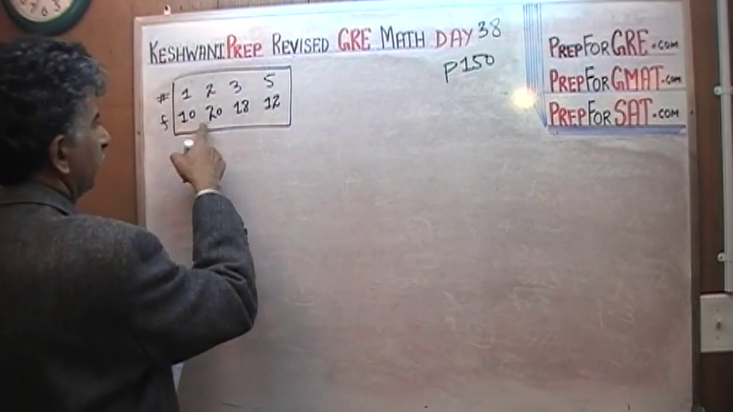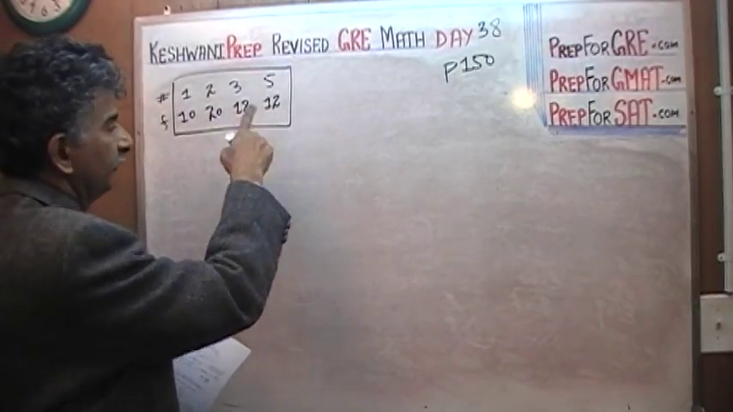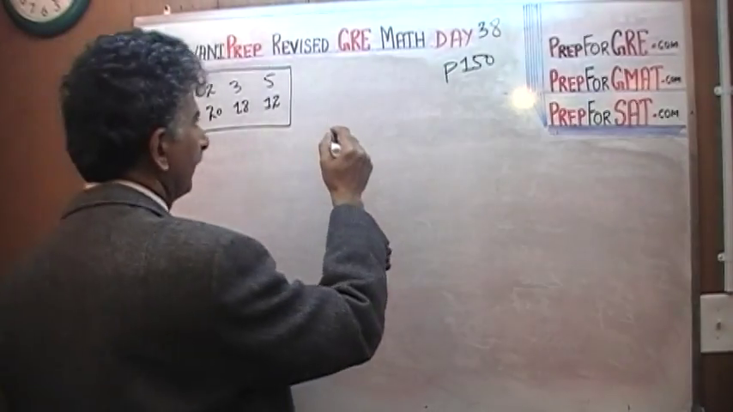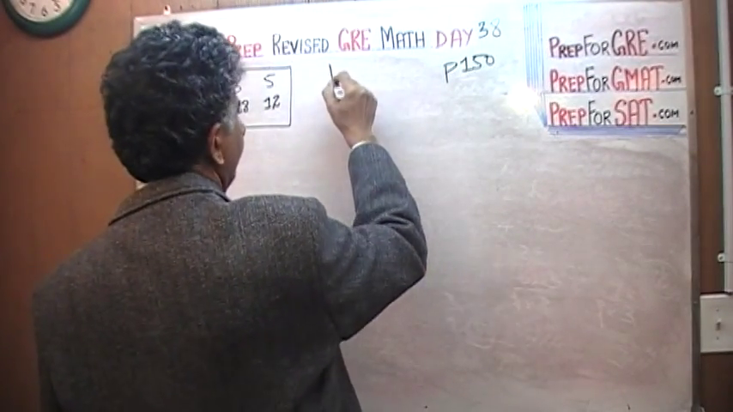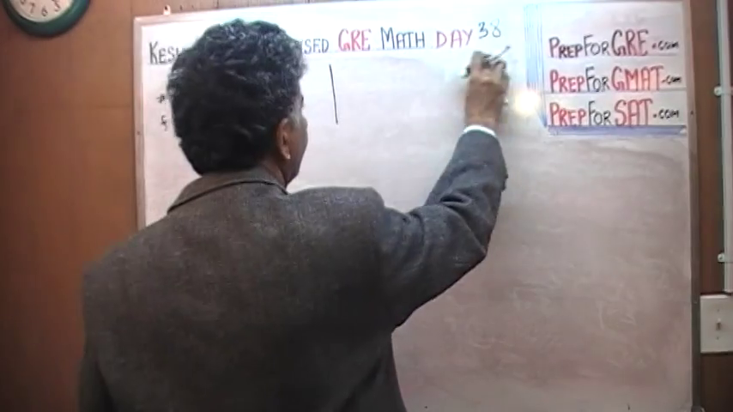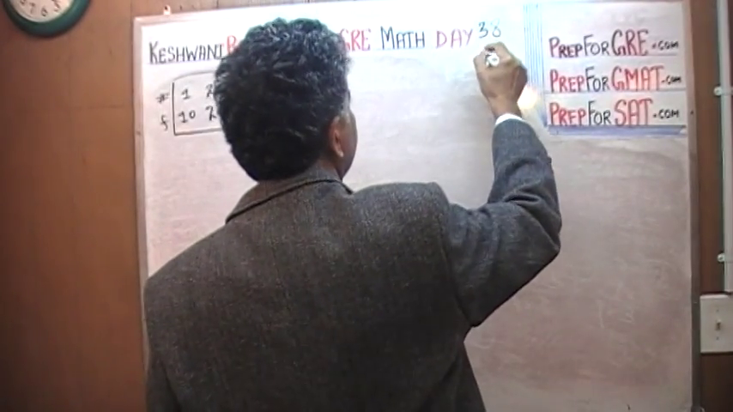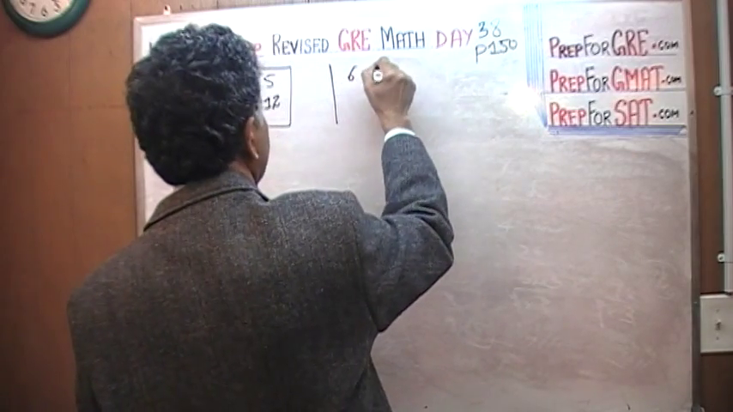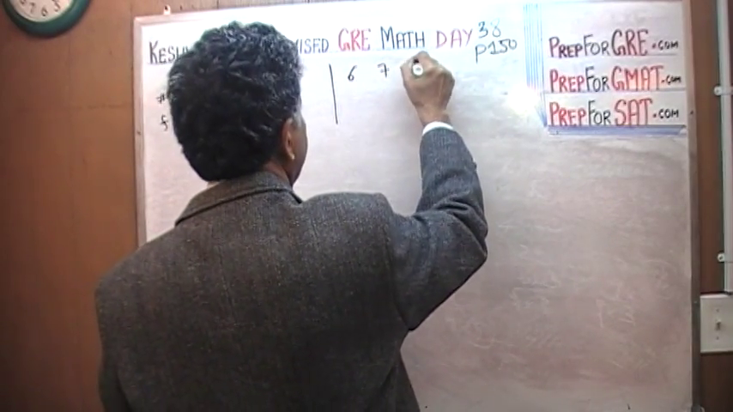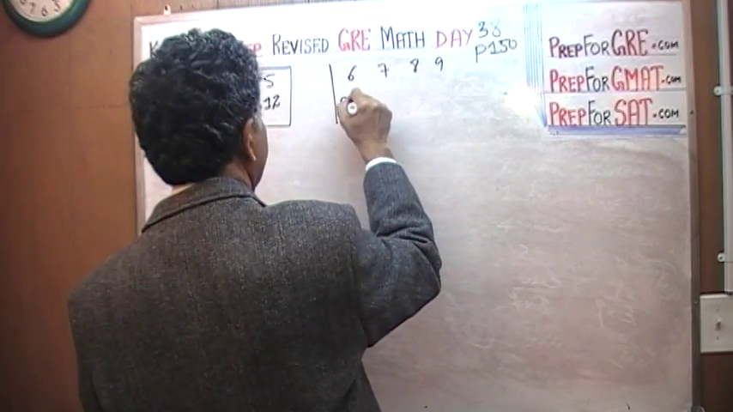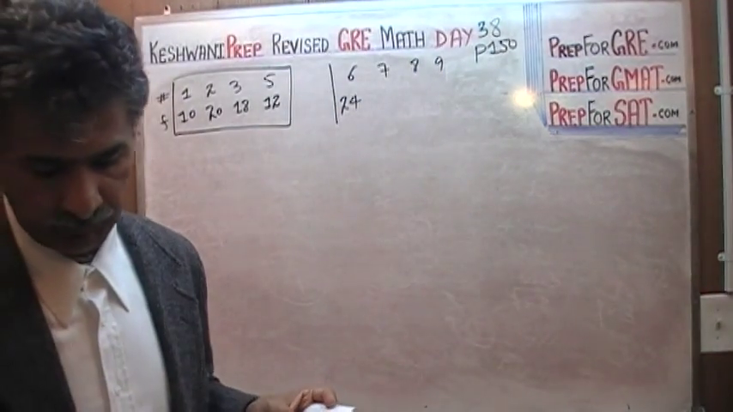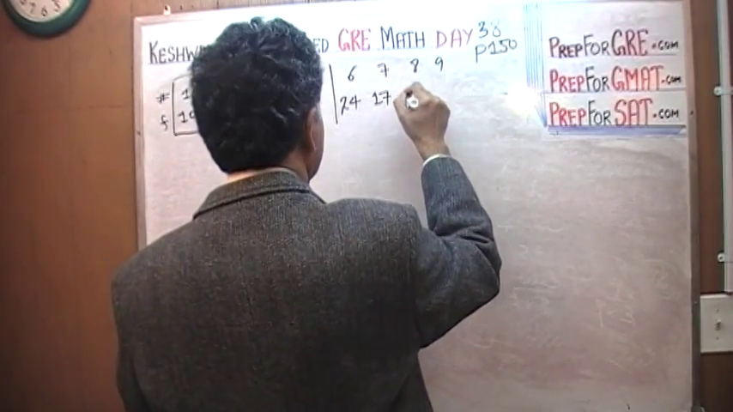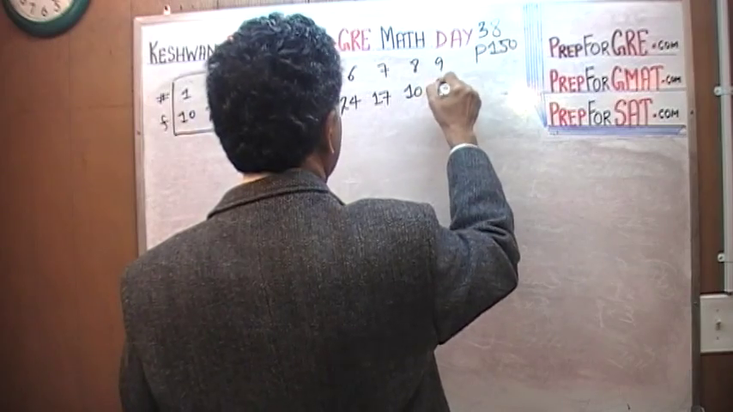And if you add them up, 10 plus 20 is 30, 12 plus 18 is 30, and 30 plus 30 is 60. So we have 60 numbers here. And then in the second group, we are told we have 6, 7, 8, and 9. 6 we are told appears 24 times in the observations. 7 appears 17 times. 8 appears 10 times. And 9 appears 9 times.